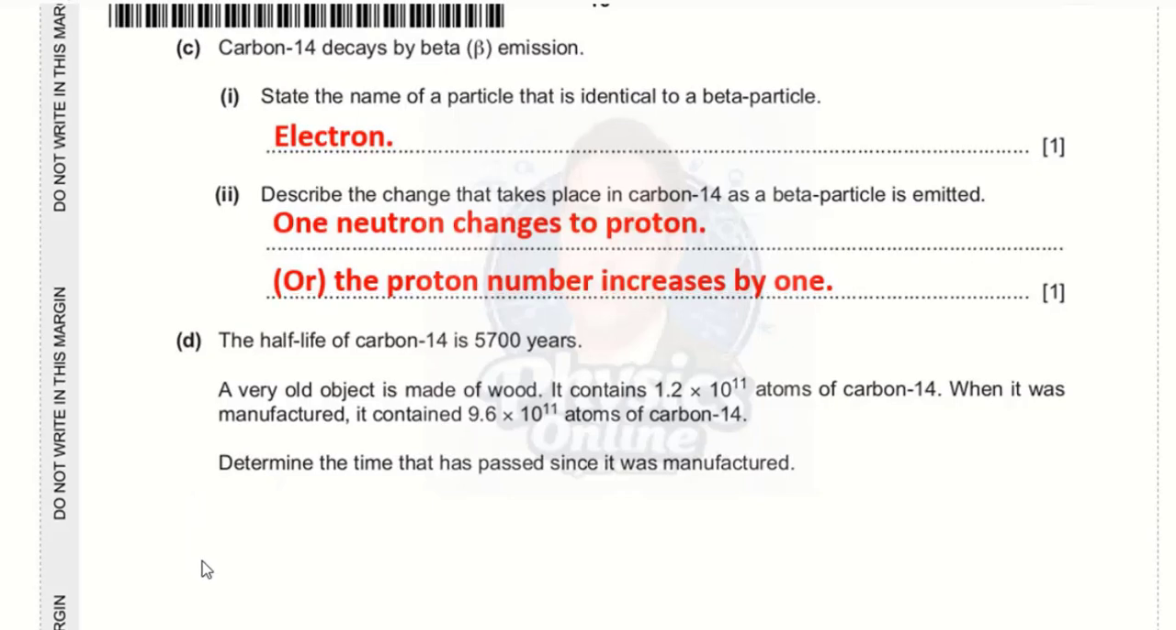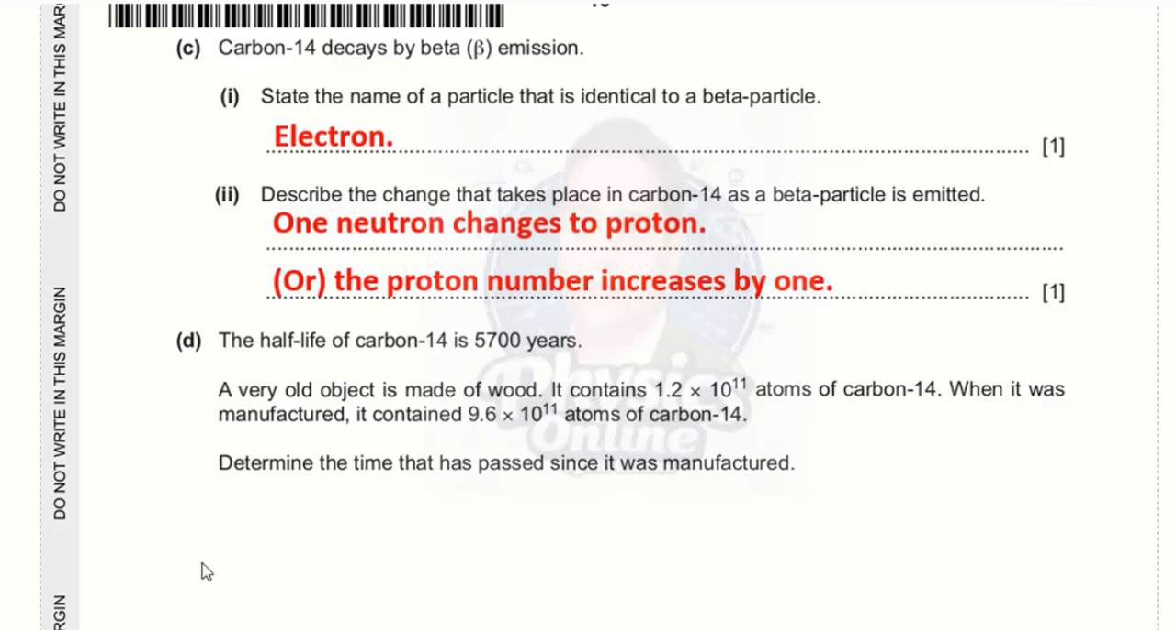The half-life of carbon-14 is 5,700 years. A very old object is made of wood. It contains 1.2 times 10 power 11 atoms of carbon-14. When it was manufactured, it contained 9.6 times 10 power 11 atoms of carbon-14. Determine the time that has passed since it was manufactured.